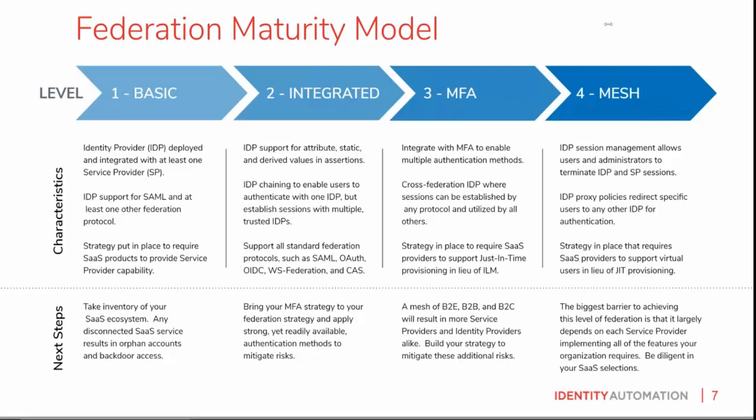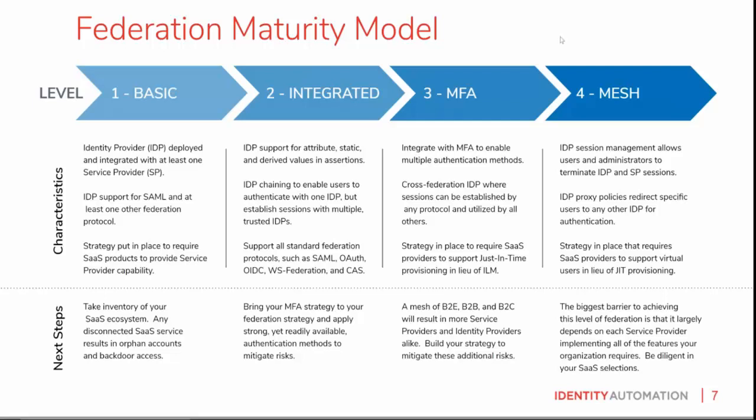So at level 1, you've deployed your identity provider with support for the SAML Federation protocol, and you're integrating with at least one, if not multiple, of your SaaS applications. And like I said before, it could be things like Salesforce, ServiceNow, G Suite, Office 365, etc. Customers, we see all kinds of different deployments. We see customers deploying on-prem IDPs, cloud-based IDPs, and there's a variety of products out there.